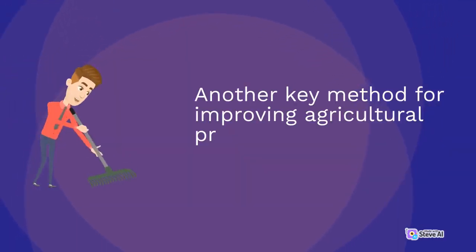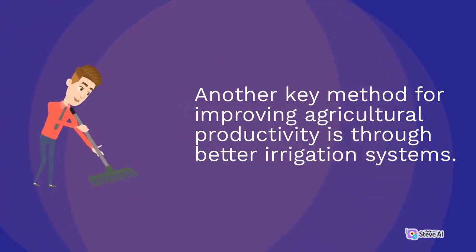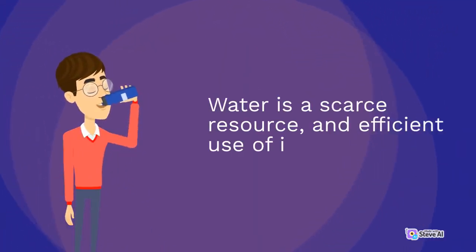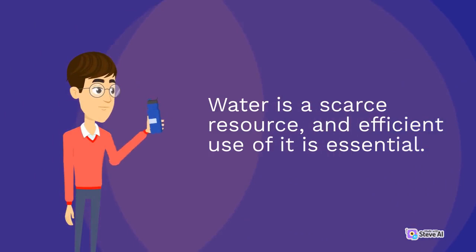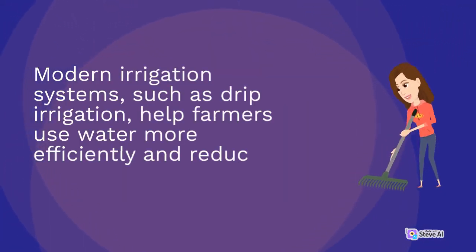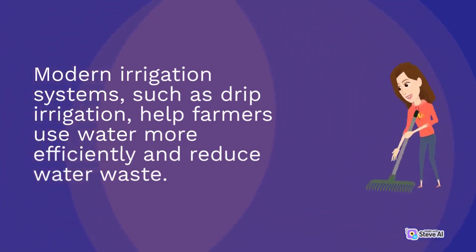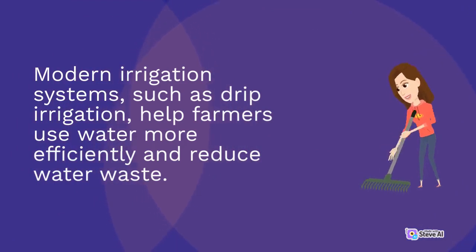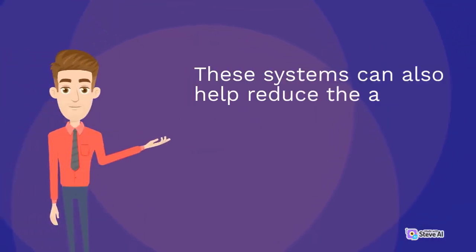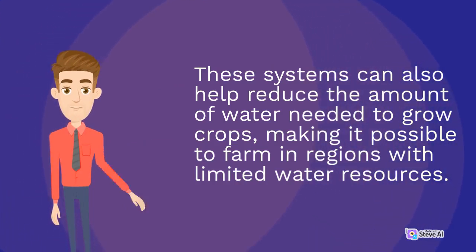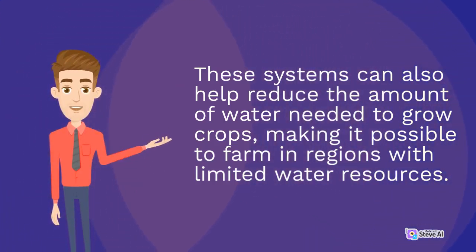Another key method for improving agricultural productivity is through better irrigation systems. Water is a scarce resource, and efficient use of it is essential. Modern irrigation systems, such as drip irrigation, help farmers use water more efficiently and reduce water waste. These systems can also help reduce the amount of water needed to grow crops, making it possible to farm in regions with limited water resources.